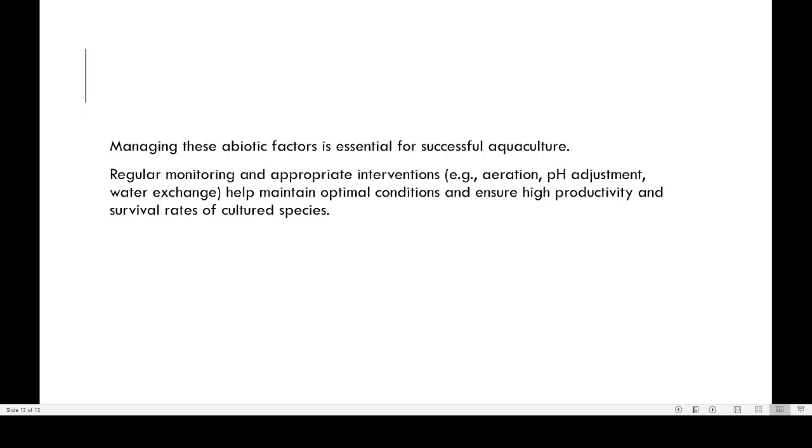So managing these abiotic factors is very essential in aquaculture, with regular monitoring and appropriate intervention like aeration. If there is a shortage of oxygen, we have to supply more air, and do pH adjustment. If the pH is more towards the alkaline side, we have to reduce the pH to around 6 or 7. So all this can improve the productivity, or how much fish will be surviving or growing in an aquacultural pond.